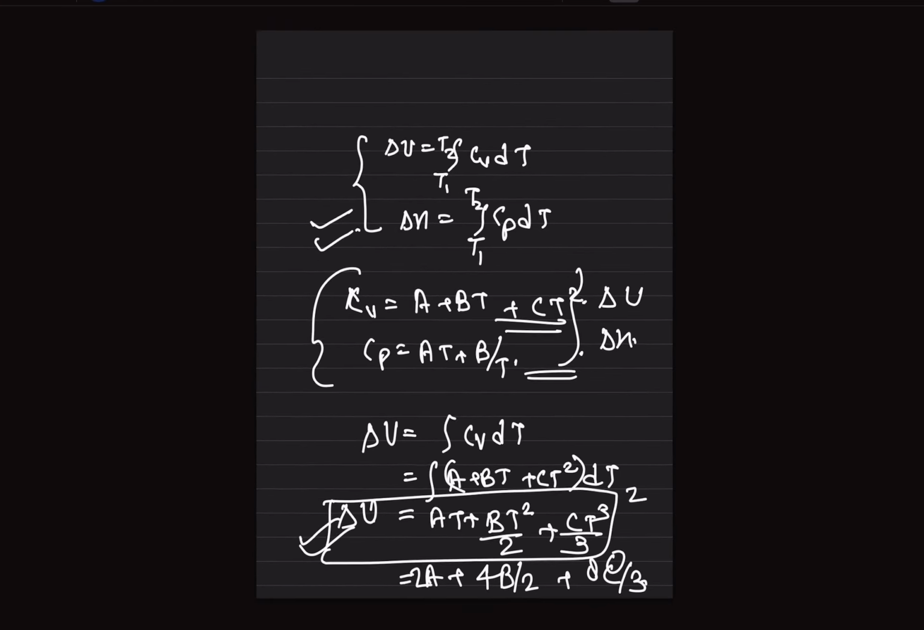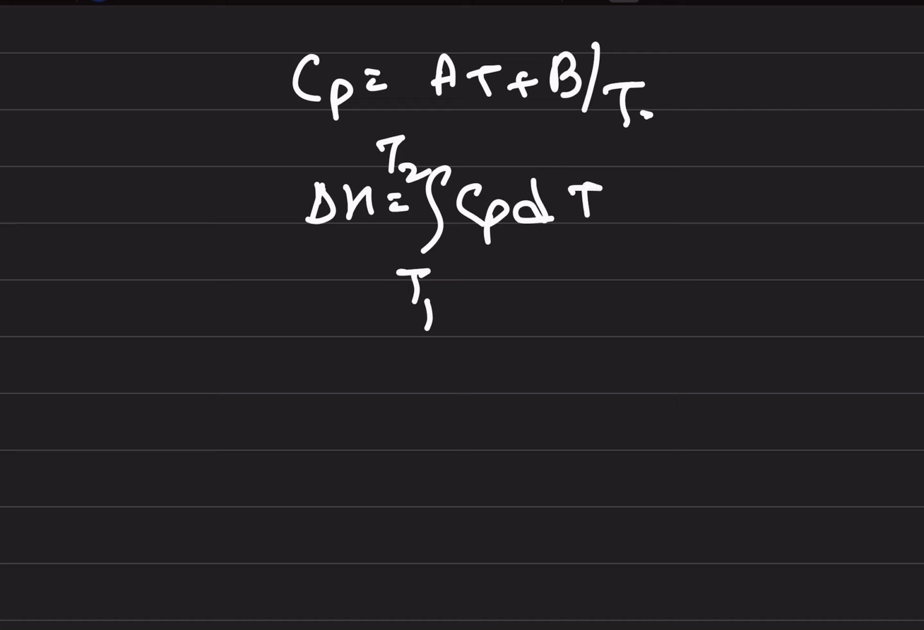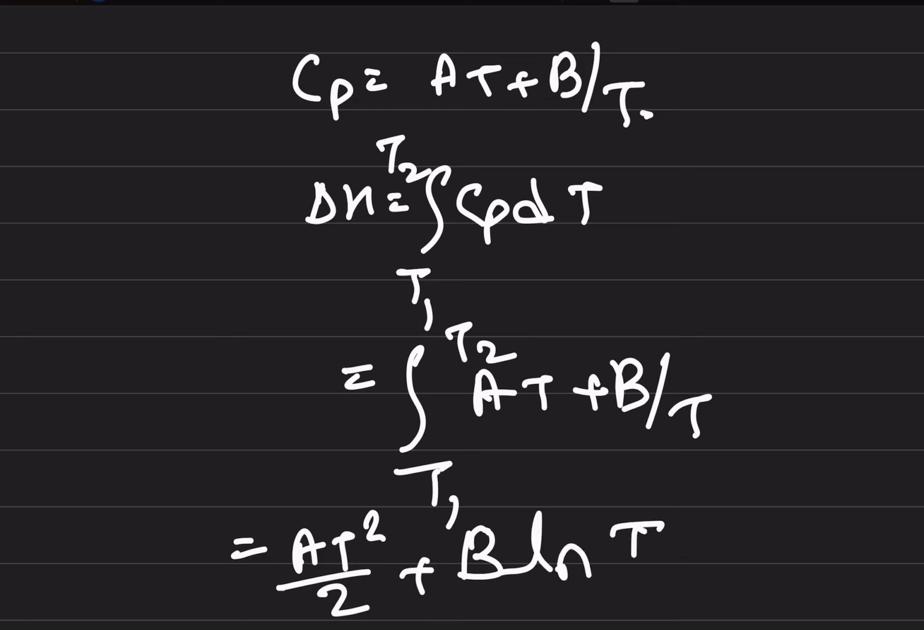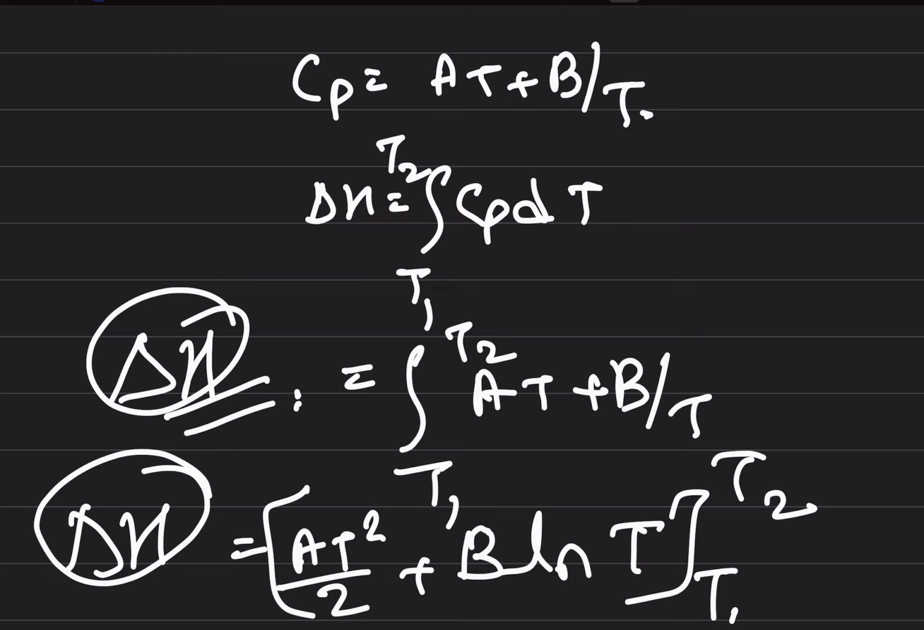Cp was aT plus b by T, and our delta H is the integral from T1 to T2 of Cp dT. So the integral of aT plus b by T, from T1 to T2, gives aT squared by 2 plus b ln T, evaluated from T1 to T2. This is how we get the delta H value, so like this we can easily determine delta H.